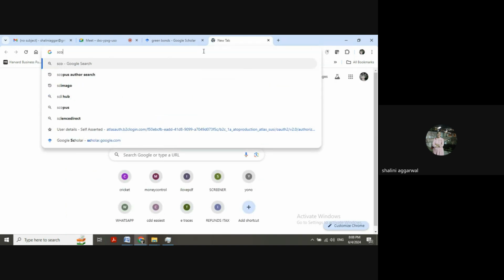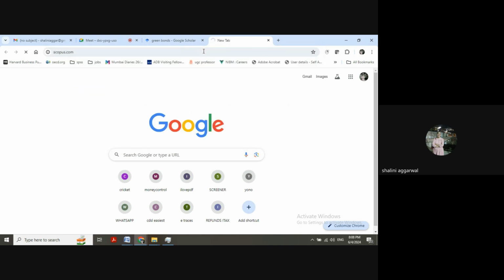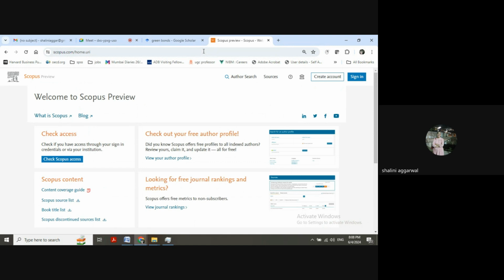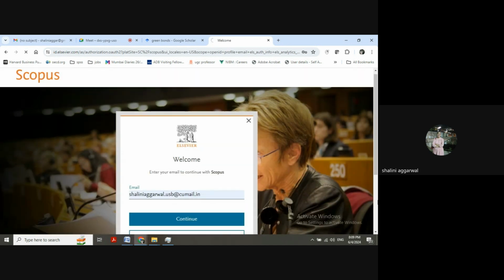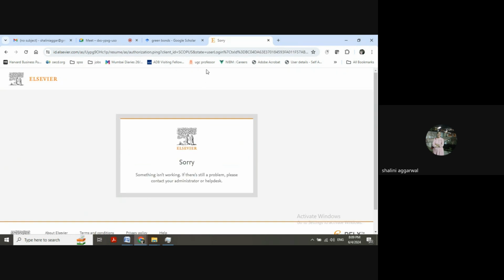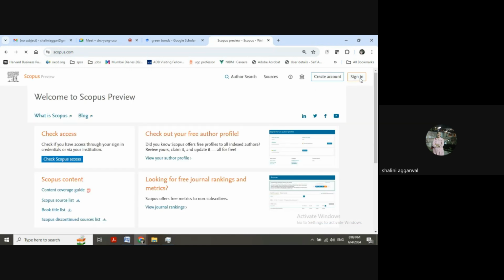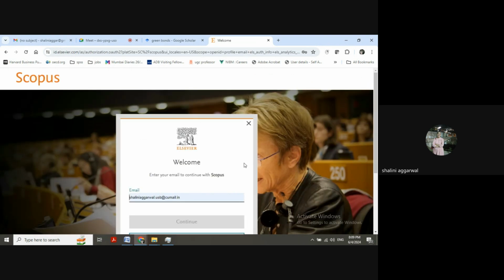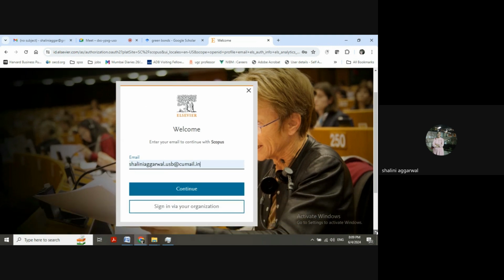The second way is scopus.com. Scopus is a database, and Web of Science is a database. One important thing is that you may not have access to these databases. What happened? Scopus.com. There is some error. I don't know what it is.